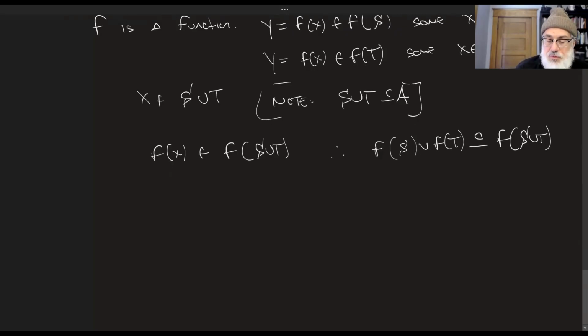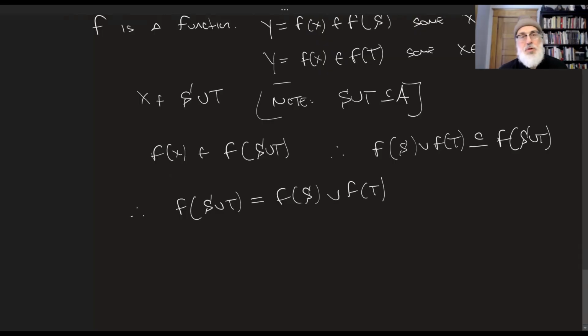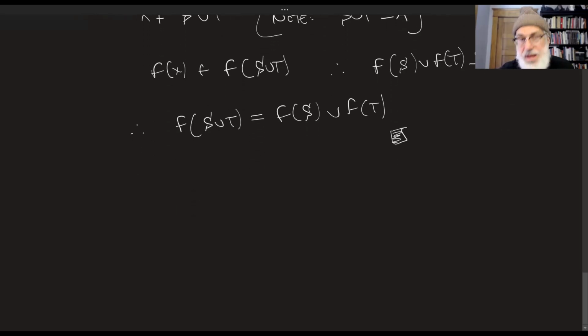Then since we have two subsets, we can conclude, therefore, that f of s union t is equal to f of s union f of t. Because they are both subsets of each other, by definition, that means they are equal. So that concludes the proof of part A. Fairly straightforward. Once you understand the definition of the union and the function, and what an image and domain and codomain are.